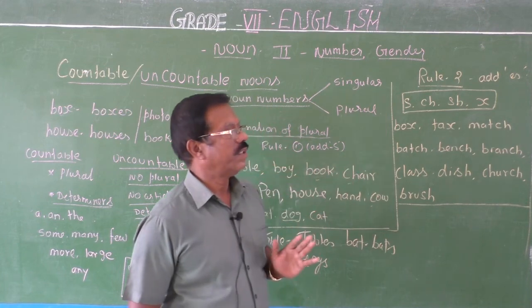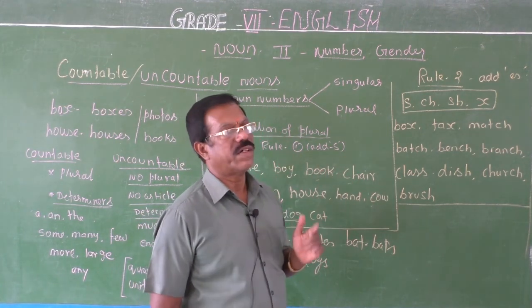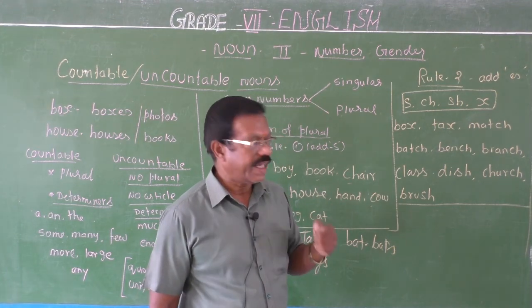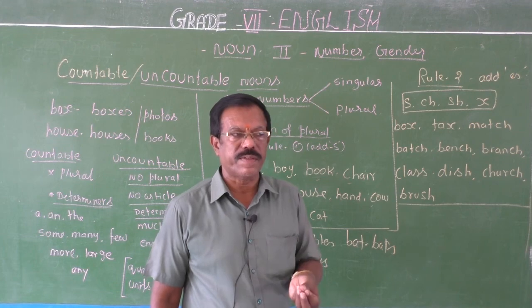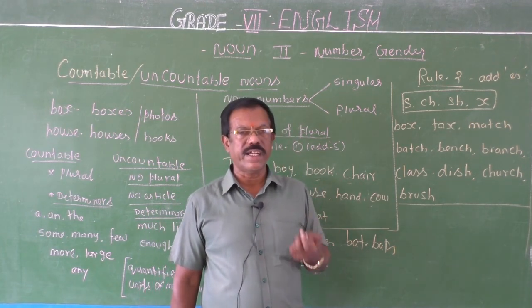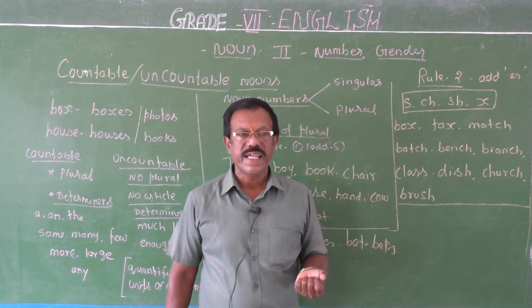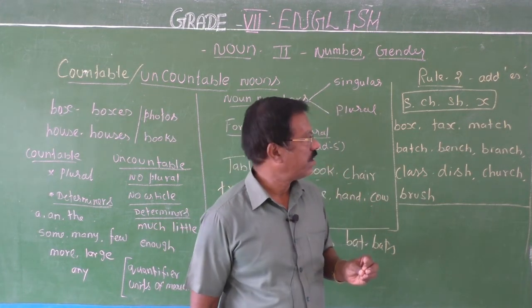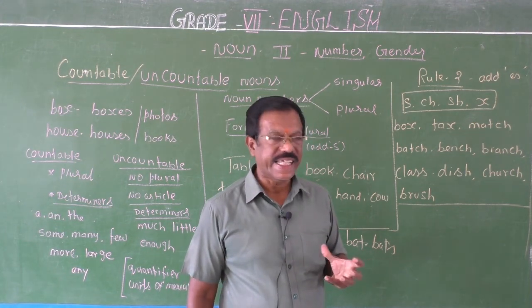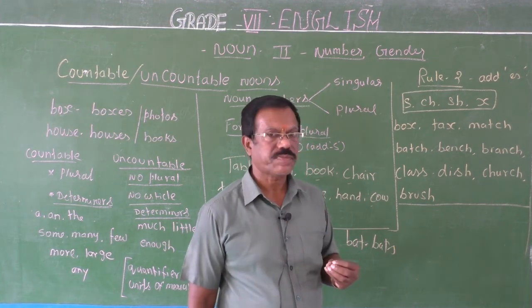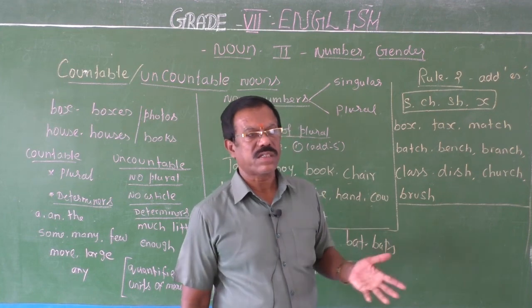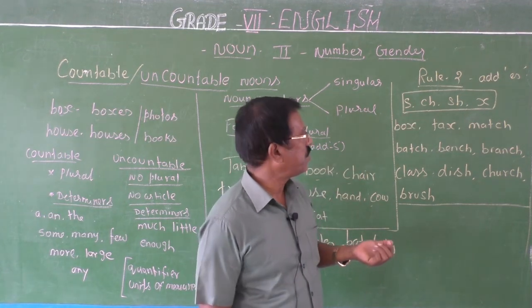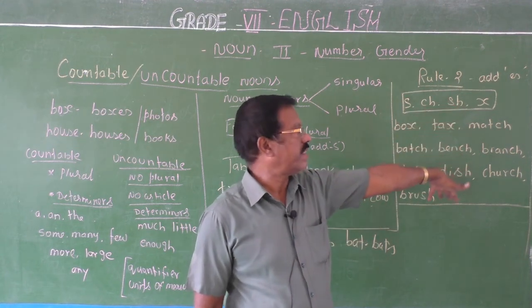Next, rule number 2 in the formation of plural. There are some words in English which end in S, SH, CH, X. They have a hissing sound at the end of the word. You have to pronounce it. See, box, tax, branch, bench, class, dish, search, brush. You have the last stiff sounds of these words. If you have S, CH, SH, X at the end of a word, you will get this sound.